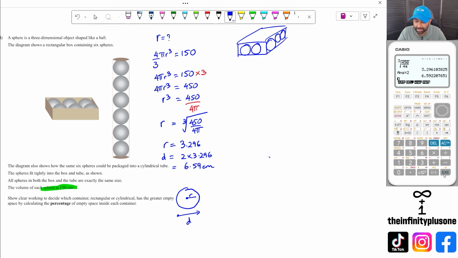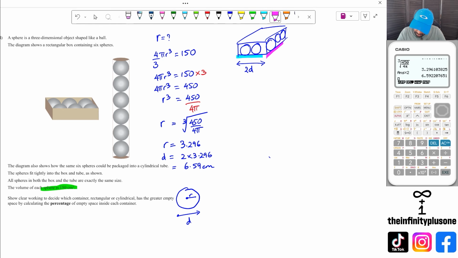I know my diagram is terrible, but I think it says the spheres fit tightly into the box. That means the edges are touching the cardboard box. So if that's the case, we've got 2 spheres here, which is going to be 2 times the diameter, which is this length right here.